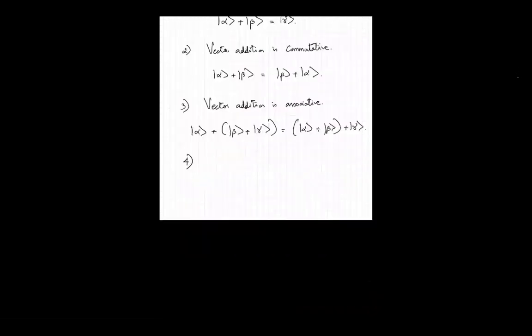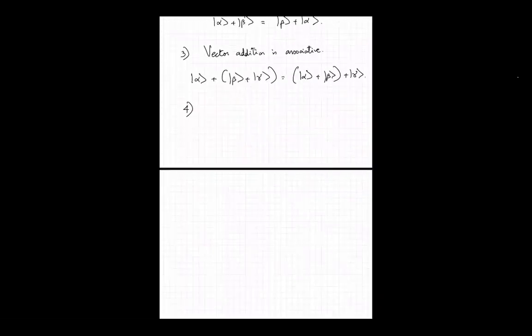The fourth axiom is the existence of a null vector. The null vector, the symbol is 0. What does this mean? There is a null vector, a 0 vector, such that just like with the number 0, if you add any number to 0, you get the same number back, I can add any vector to the null vector and I get the same vector back. It doesn't do anything.